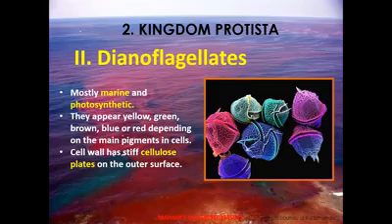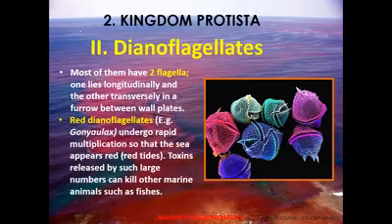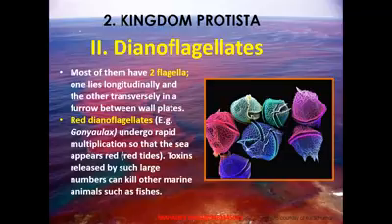The cell wall has stiff cellulose plates on the outer surface. The deposition of the cellulose takes place on the outer surface. Most of them have two flagella. One lies longitudinally and the other transversely in a furrow between wall plates. Red dinoflagellates, for example Gonyaulax, undergo rapid multiplication so that the sea appears red. It is also called red tide. Toxins released by such large numbers can kill other marine animals such as fishes.